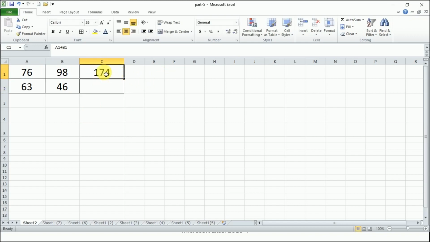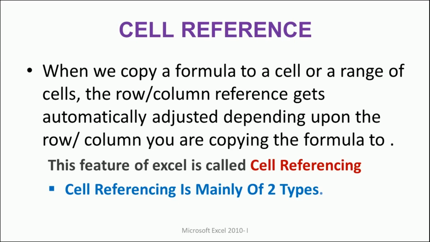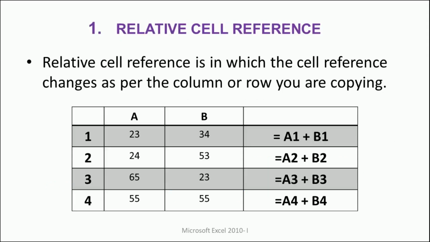Now I want to copy this formula here so that I get the total of these two, the addition of A2 and B2, right? The moment I copy the formula and paste it here, the answer is different. Why? Because the cell reference has automatically changed. This is called cell reference. Cell referencing is mainly of two types, right?